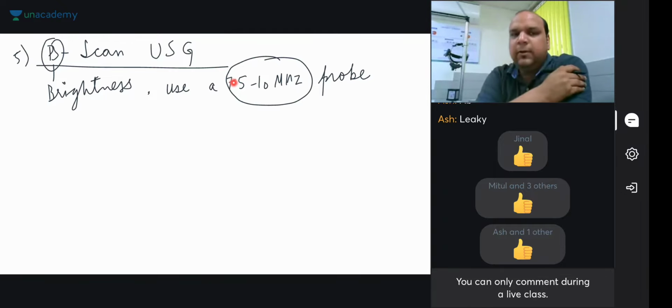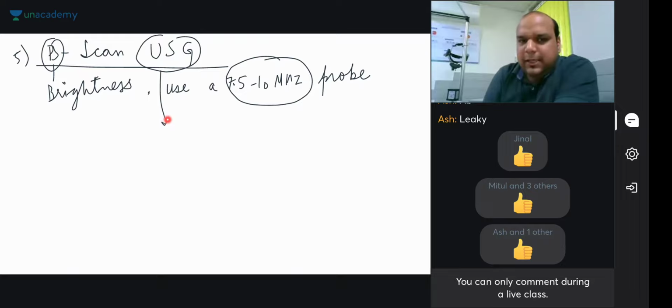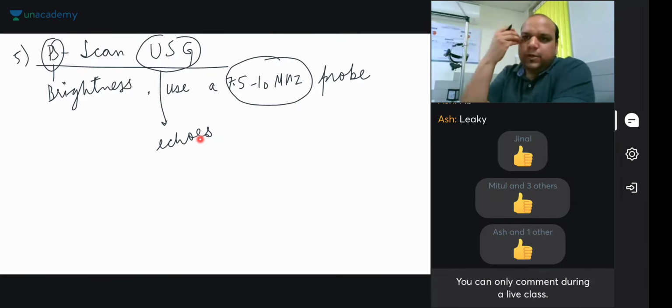Done. Now, what does an ultrasound work on? Ultrasound works on echos. So when we do ultrasound, the sound waves go inside, they touch each structure, and they form an echo back. Again, I will bring up a photograph, and then through that photograph, I'll try to explain you this.